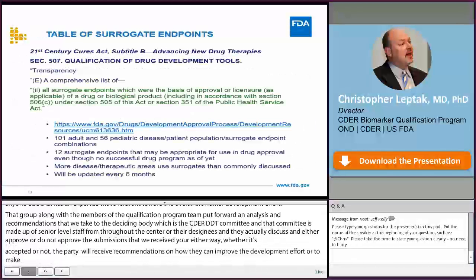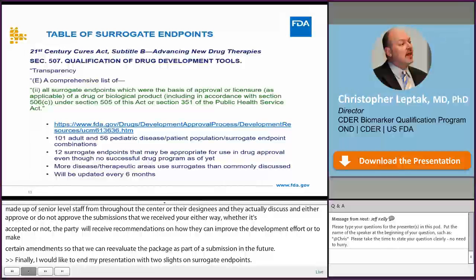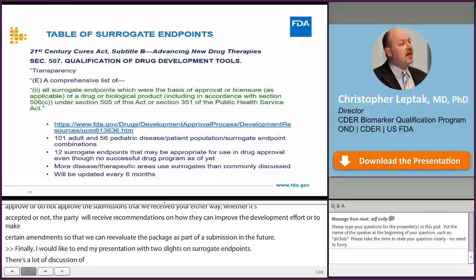Finally, I'd like to end my presentation with 2 slides on surrogate endpoints. Certainly there's a lot of discussion of surrogates because of their potential value in drug development. At the FDA, we have 2 important resources that I'd like to draw your attention to. The first is a table of surrogate endpoints that we make publicly available and update every 6 months.